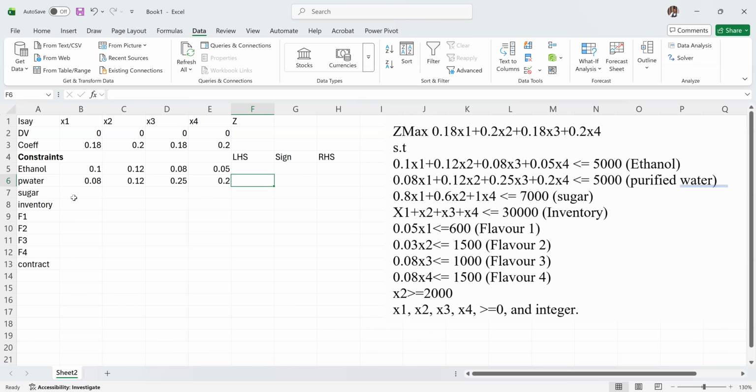You go to sugar. Sugar, the first one is 0.8. The next one is 0.6. Third one is 0, so you jump out. And the last one is 1, so you write 1. Then inventory. The first one is 1. And then since all of them are 1, you can drag it to all of them.